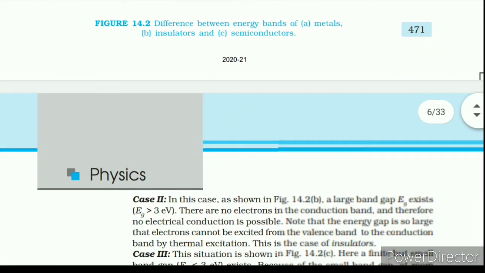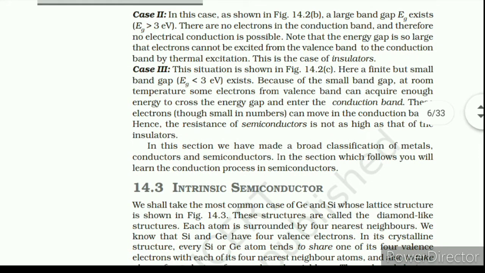14.3 Intrinsic Semiconductor. We shall take the most common case of germanium and silicon, whose lattice structure is shown in figure 14.3. These structures are called diamond-like structures. Each atom is surrounded by four nearest neighbors. We know that silicon and germanium have four valence electrons. In this crystalline structure, every silicon or germanium atom tends to share one of its four valence electrons with each of its four nearest atoms, and also to take a share of one electron from each such neighbor. These shared electron pairs are referred to as forming a covalent bond or simply a valence bond. The two shared electrons can be assumed to shuttle back and forth between the associated atoms, holding them together.